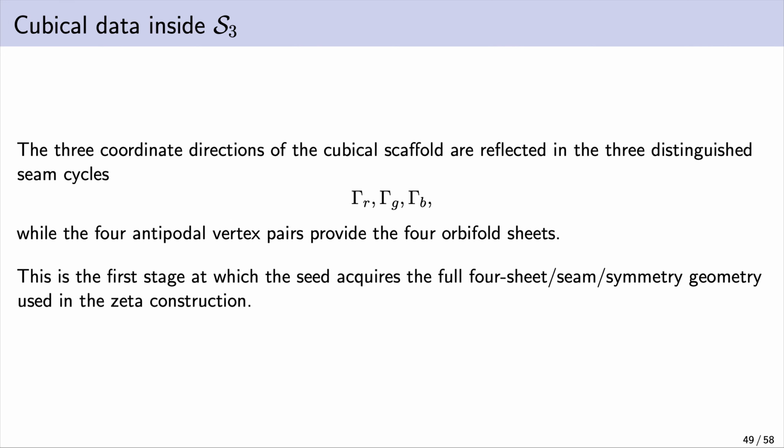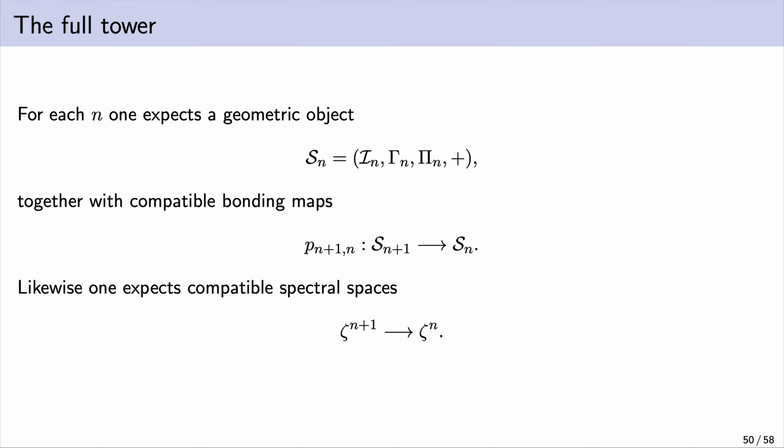So the cubical data inside S3. We have these distinguished seam cycles, gamma R, GB, and the four antipodal vertex pairs provide combinatorial scaffolds for the four overfold sheets. This is the first stage at which the seed acquires the full four sheet seam, symmetry, geometries, and zeta construction.